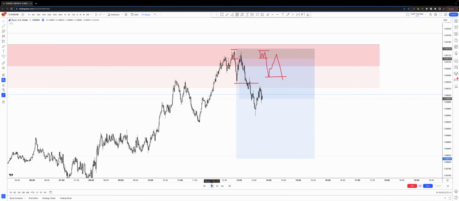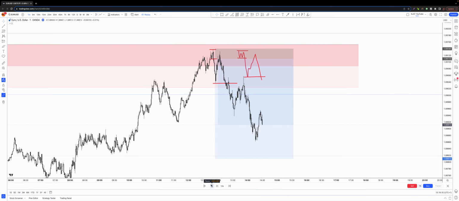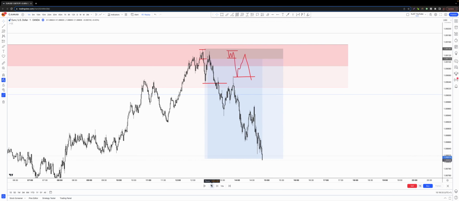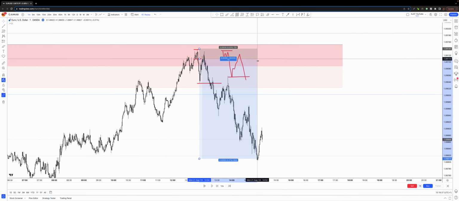This is a trade a lot of the NJT traders got involved in to the downside as well and hit take profit on this trade for the 1 to 10. And this was an absolutely perfect trade for them as well. And as we can see, we got that 1 to 10 in the market.